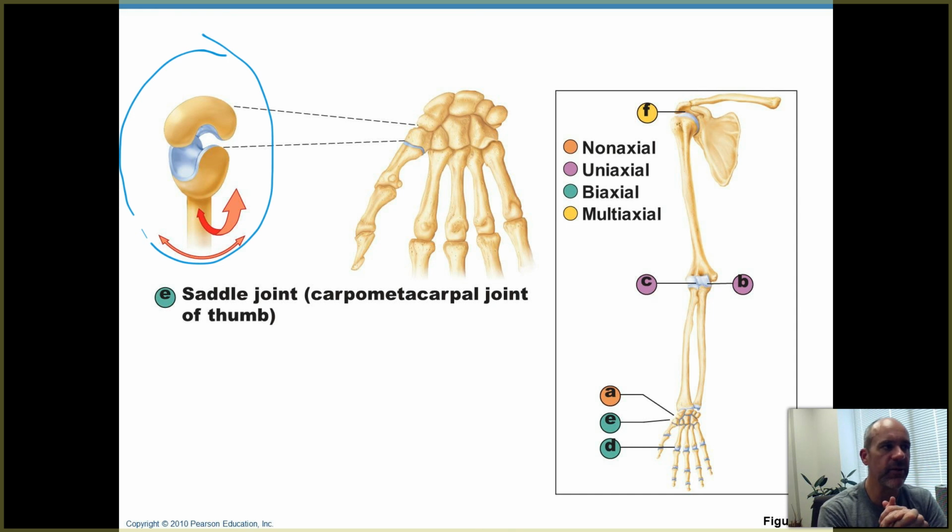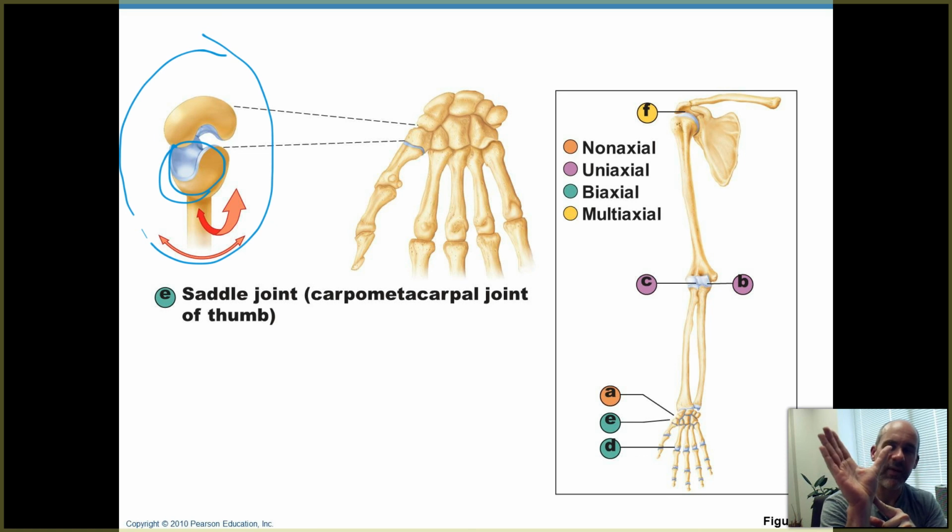It is biaxial, but because the shape is a little bit different. With the condyloid joints, you have the oval shape on one bone and a bowl shape on the other. With this one, you have a saddle shape on one bone, and then the other bone forms a kind of C-shaped structure that fits down into the saddle. So this is a special joint shape that you have between the metacarpal that's attached to the thumb and a carpal bone down here in the wrist.